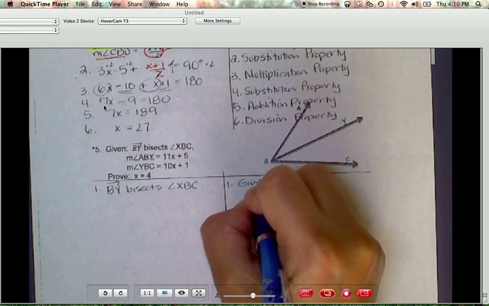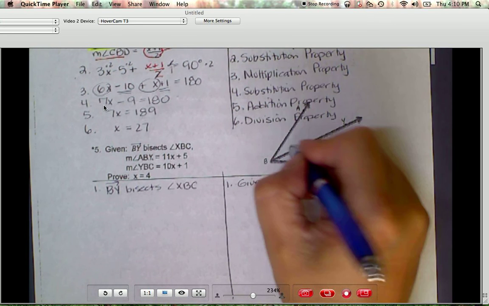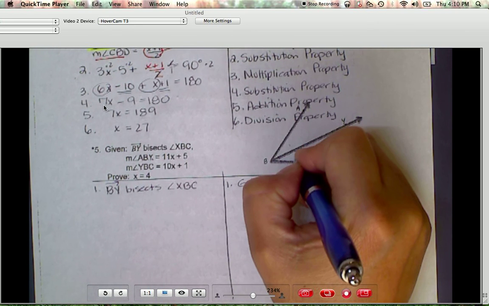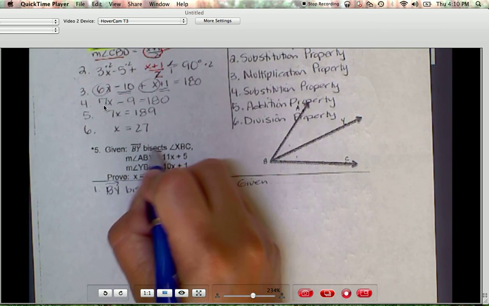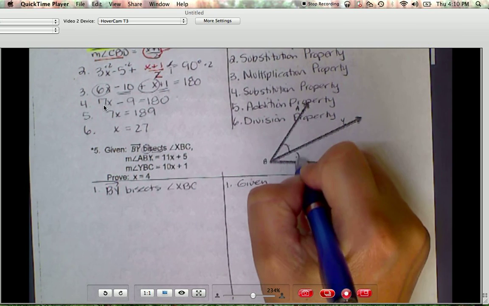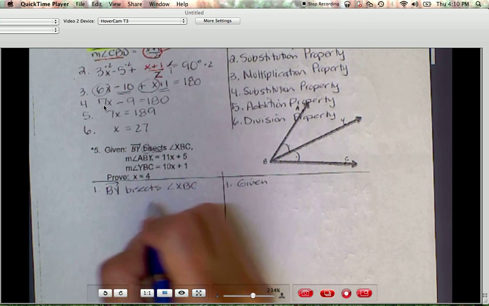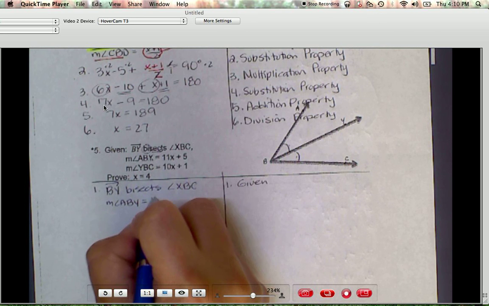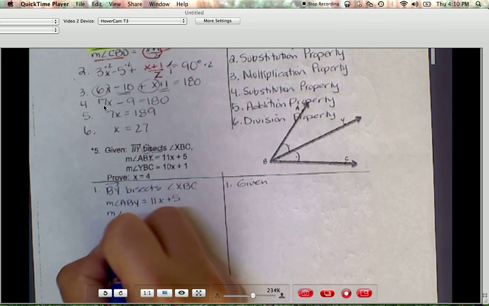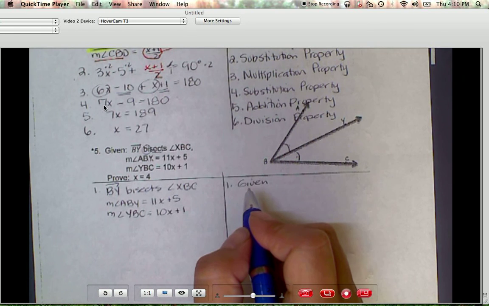And that is, of course, given. Now, if we know that BY bisects angle XBC, then we know that these two angles must be congruent because it's cutting it into two congruent angles. So we're going to mark these two angles congruent. We also know the measure of angle ABY is equal to 11x plus 5, and the measure of angle YBC equals 10x plus 1. So those are all our given pieces.